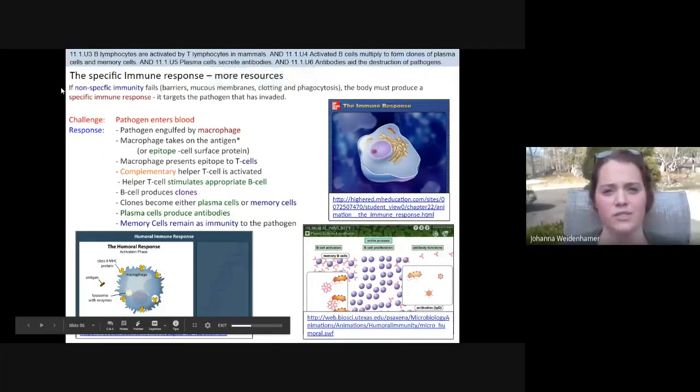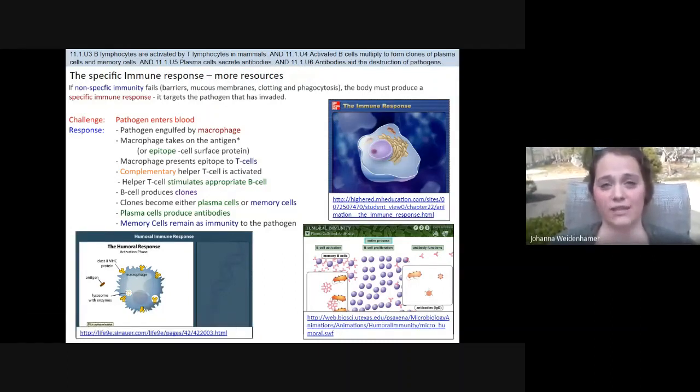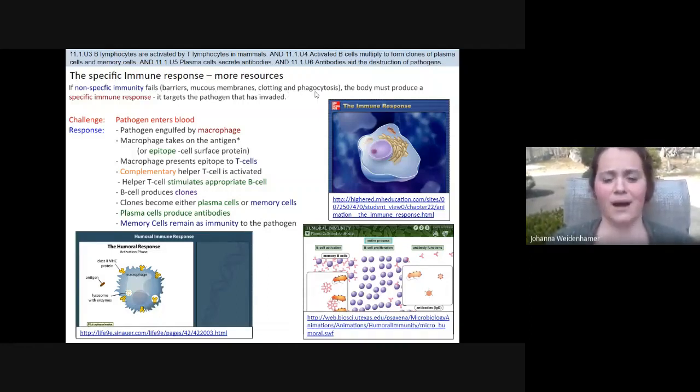So the specific immune response, how is our body going to be attacking a pathogen if we're using the specific immune response? If nonspecific immunity fails, so again, if the pathogen gets past the barriers, the mucous membranes, the clotting, and phagocytosis, the body is now going to produce a specific immune response, and it's going to target the pathogen that has invaded the body. The challenge the body is faced with is that the pathogen now enters the blood. What is our body going to do to now try to stop this pathogen? So here's the body's response that it's going to take.